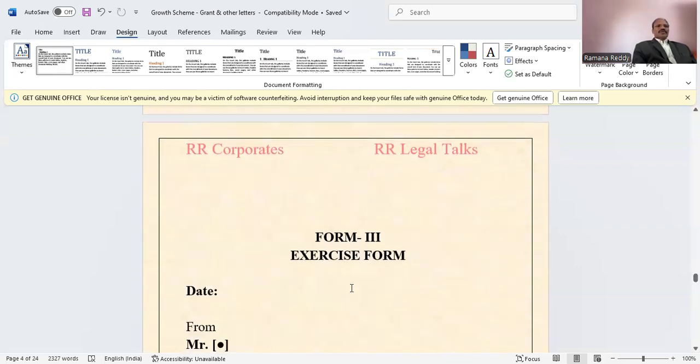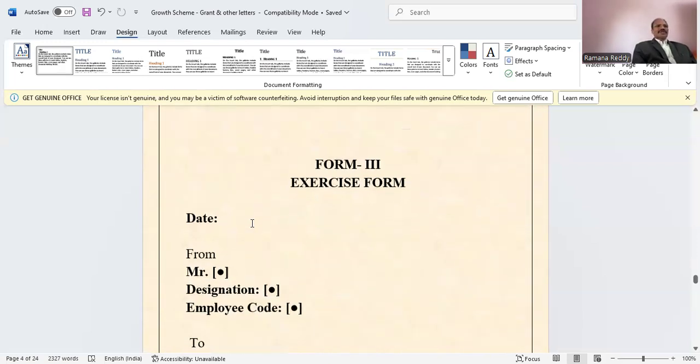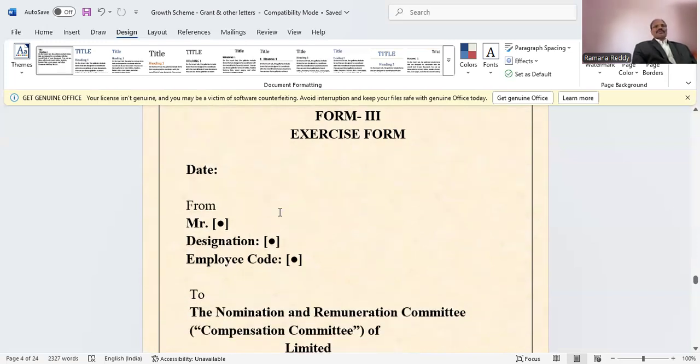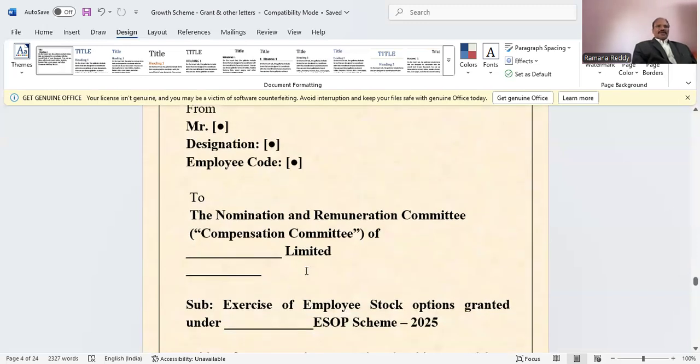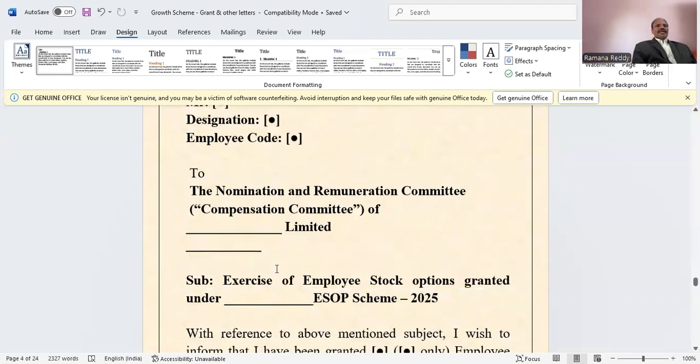Then also supply the exercise form. So the employee should have the exercise form. This is a standard format for all the employees. It will be given to the grantee at the time of the grant letter, along with the grant letter. The exercise form is like this: date, from employee, designation, and employee code, addressed to the nomination remuneration committee, that is the compensation committee, and the company name and company address.